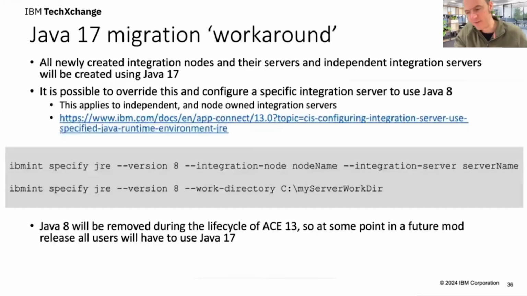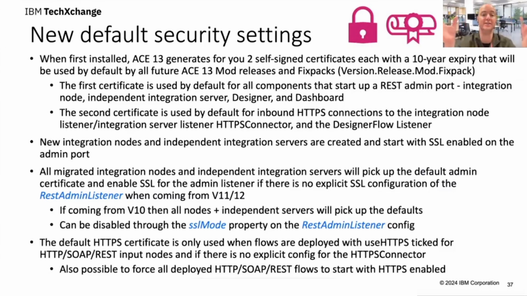A few other things before we finish on this kind of specific settings. We've got new security settings. So when you first install ACE 13, you'll notice that we generate 2 new self-signed certificates with a 10-year expiry. Those certificates will last for the entire lifetime of 13.0, so all mod releases and fix packs will use them. And of those 2 certificates, one is used by the REST admin port, so that whenever you create new servers and nodes, they come up with HTTPS enabled by default. We've got a certificate there for that, and that certificate is available for use.